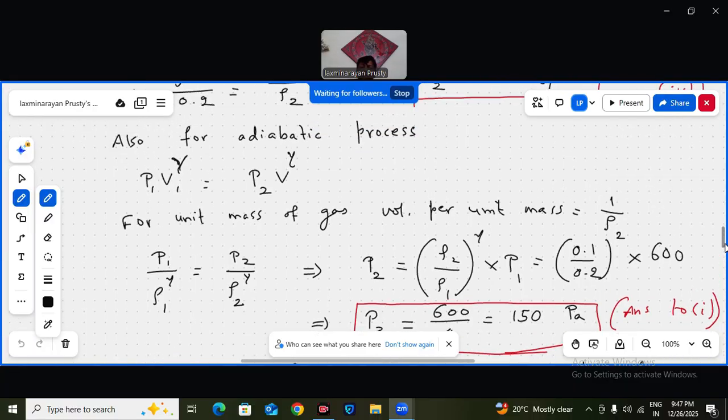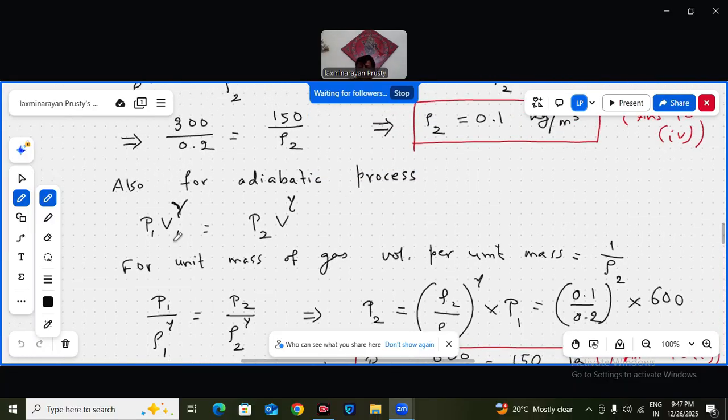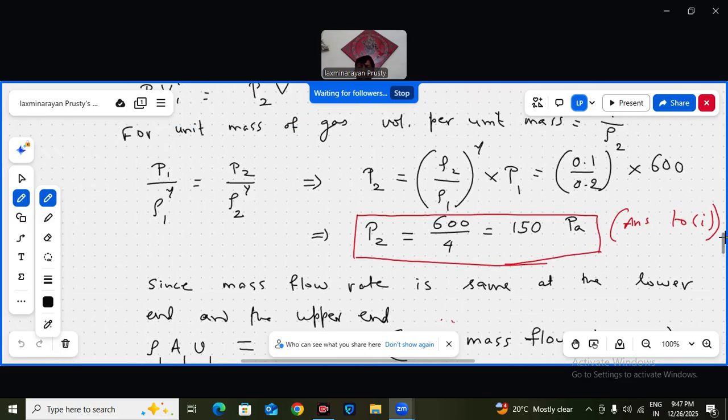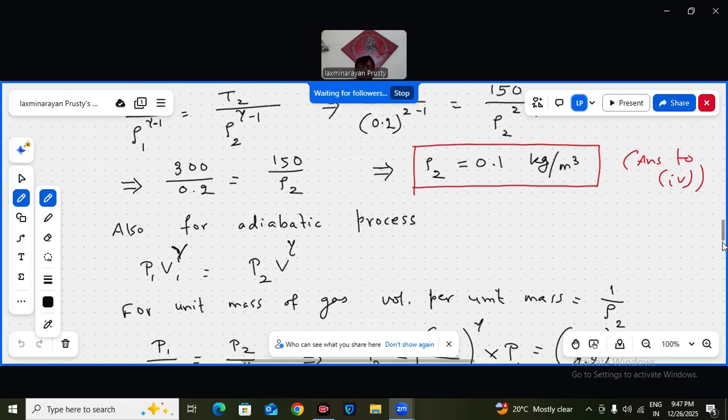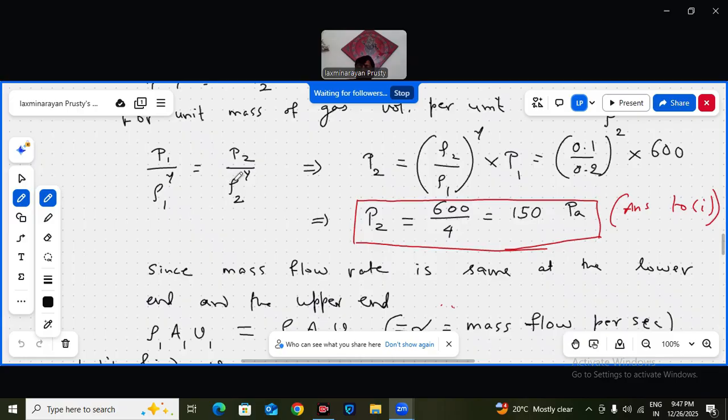Now let us go to the adiabatic relation in PV terms. V1 similarly can be written as 1 by rho 1. So P1 by rho 1 to the power gamma will be P2 by rho 2 to the power gamma. From this I can very simply get P2, because rho 2 I already calculated as 0.1. That value I will be using here. So P2 will be rho 2 by rho 1 to the power gamma into P1. Rho 2 I just calculated as 0.1, rho 1 given in the question is 0.2, whole square, that is 1 by 4. So 600 by 4 will be 150 Pascal.